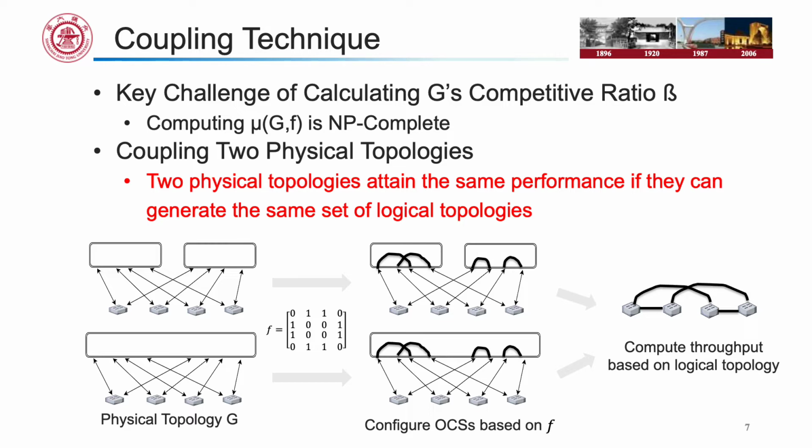Given a traffic matrix F, we need to compute OCS configurations first, and then compute throughput based on the resulting logical topology. Given two physical topologies, if these two physical topologies can generate the same set of logical topologies, then these two physical topologies must have the same performance for any traffic pattern. Based on this observation, we can prove that the uniform bipartite graph is optimal.